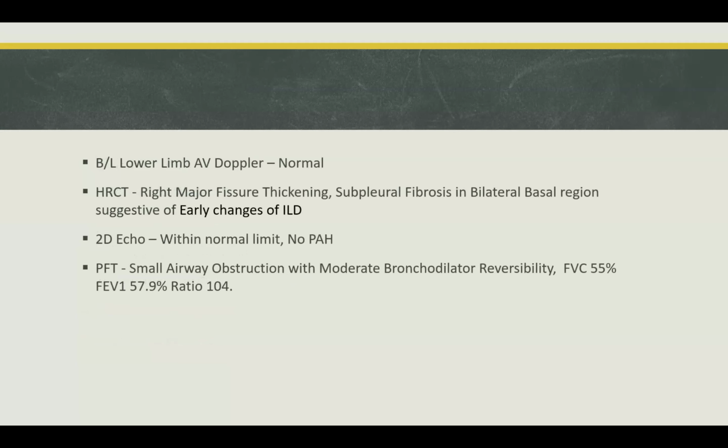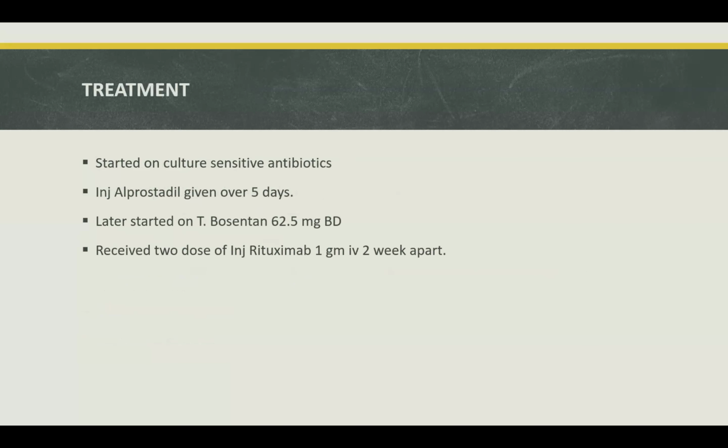Her bilateral lower limb Doppler was done, which was normal. HRCT was suggestive of features of interstitial lung disease. 2D echo was normal with no PH, and PFT showed small airway obstruction with moderate bronchodilator reversibility. FVC was 55%, FEV1 was 57.9%, and the ratio was 104. So for treatment, we first started her on culture-sensitive antibiotics. She was given alprostadil for 5 days. Later she was started on bosentan, and she has now received 2 doses of injection rituximab.